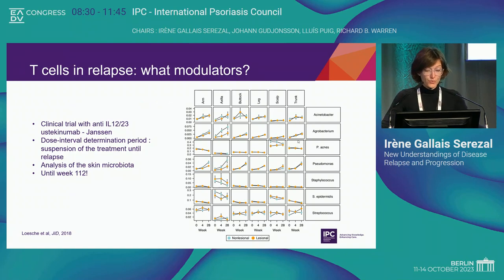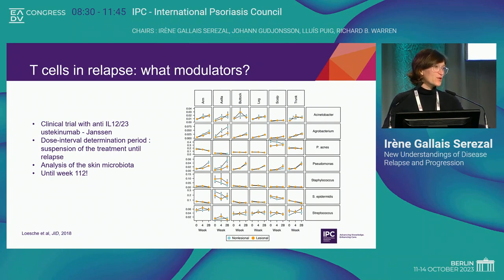And actually, there are some beautiful data out there. That's a study from Elizabeth Grice 5 years ago. It was linked to a trial, and they had this kind of dose interval determination period, and thereafter suspension of the treatment until relapse. So they have skin microbiota during the treatment and even at the relapse. So that is very, very interesting data, and different body sites. And so yeah, very, very nice paper.